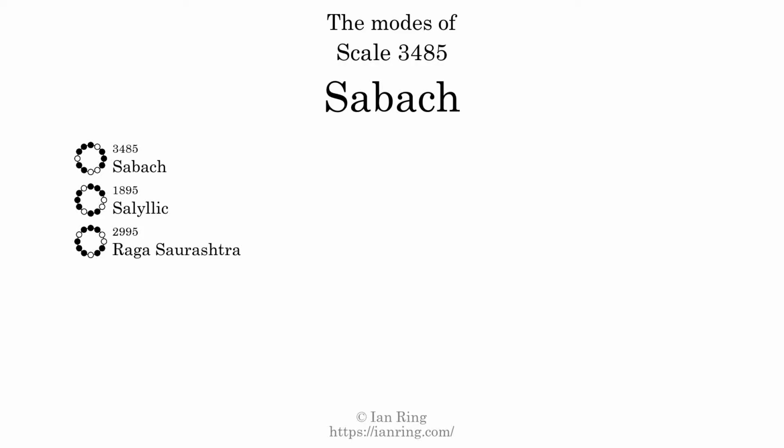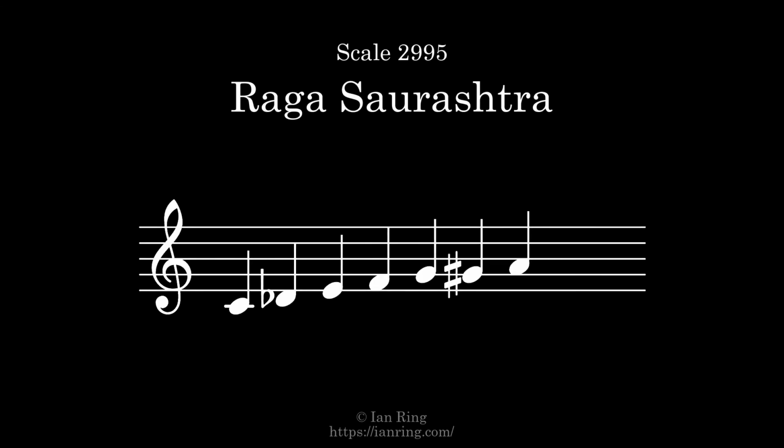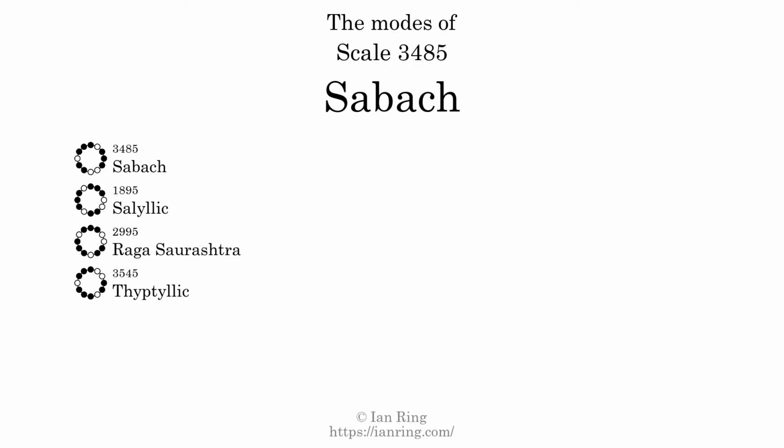The third mode is scale 2995, also known as Raga Sarashtra. It sounds like this. The fourth mode is scale 3545, also known as Thiptilic. It sounds like this.